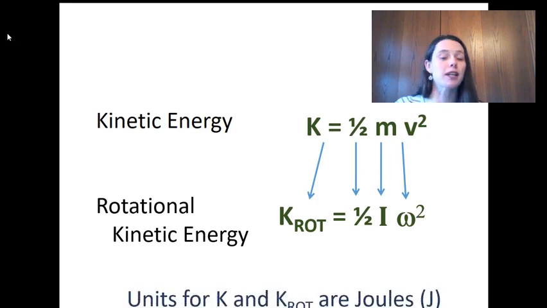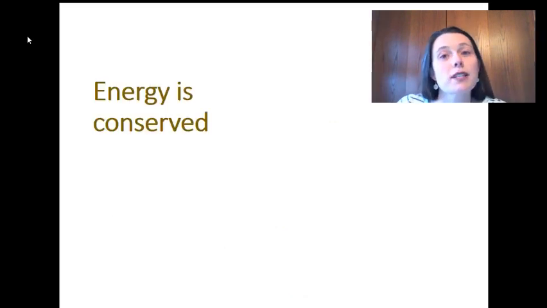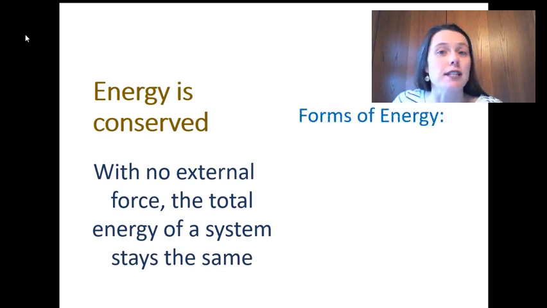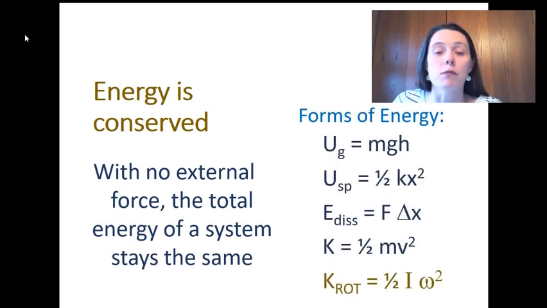The units for both kinetic energy and rotational energy are still joules. Just like linear systems, energy is conserved in rotational systems. By this, we mean that if there is no work done on a system, its energy remains constant. The difference is we have simply added a new form of energy.